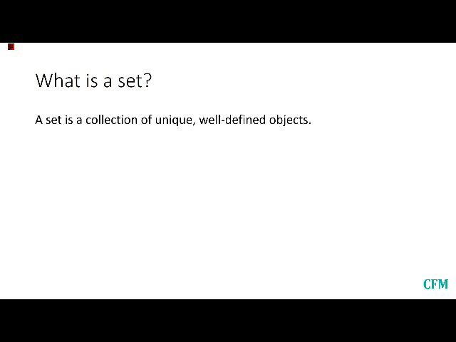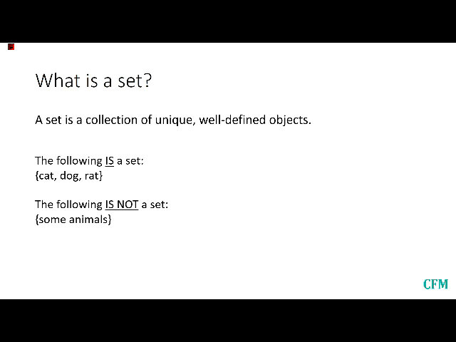What is a set? A set is a collection of unique, well-defined objects. I've got a couple of examples here with the set cat, dog and rat, which is obviously a well-defined and unique set as there are no duplicates and everything is very, very clear.